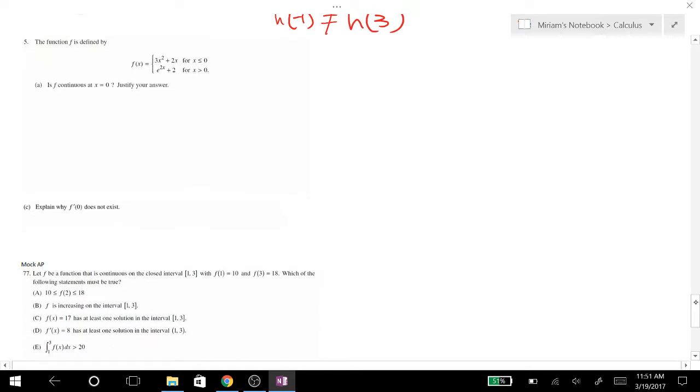Okay, for number 5, same as always, figure out if f is continuous at x equals 0. Well, I know I have to check if the limit as x approaches 0 from the left of f of x is equal to the limit as x approaches 0 from the right of f of x.